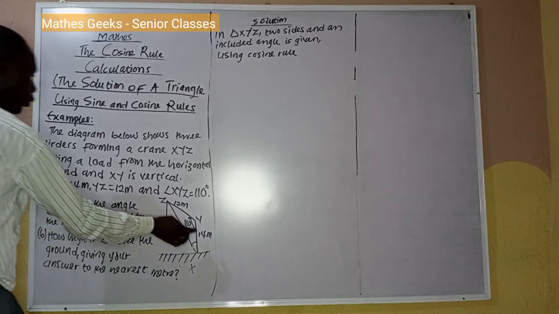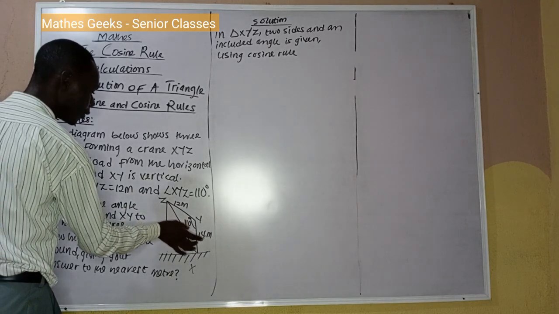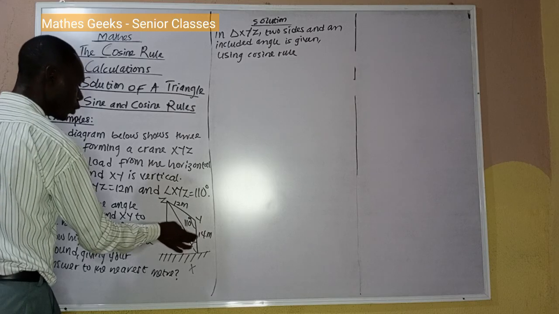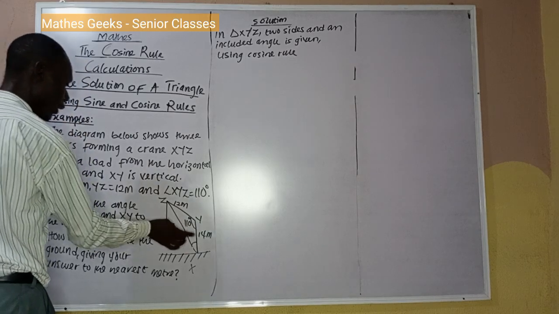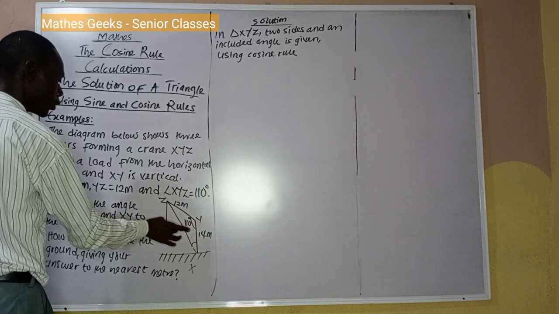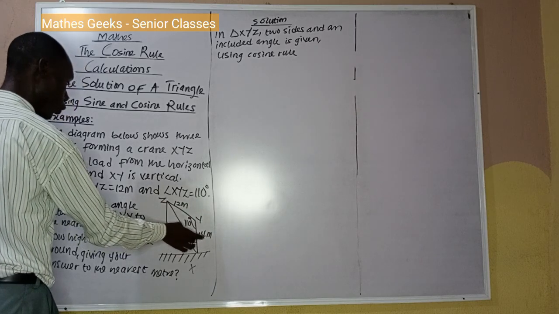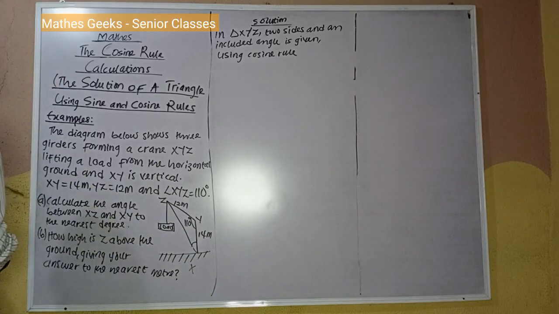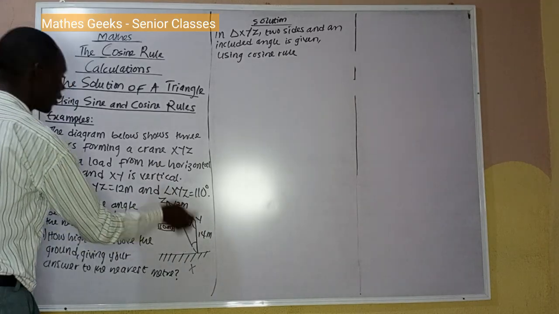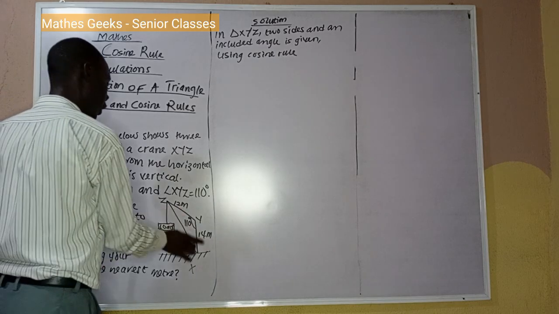So we're told to look for this angle here, but from what we are saying, we can't use the sine rule to get this angle directly. So what we can do is to first of all know this side, then we can have a ratio of a known angle and a known side, and then a known side against an unknown angle, in which case the sine rule is applicable. So first thing, let's get to know line XZ.